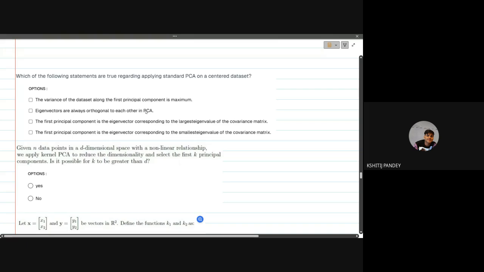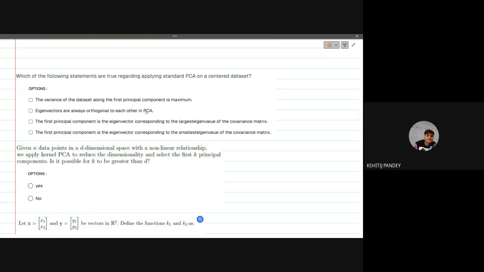Which of the following statements are true regarding applying standard PCA on centered data? The first option is the variance of the data set along the first principal component is maximum. That's true, the first option is correct. The eigenvectors are always orthogonal to each other in PCA. That's also correct. The first principal component is the eigenvector corresponding to the largest eigenvalue of the covariance matrix. That is also correct. In the last option, we are given the smallest eigenvalue, so that's not correct. This is also straightforward. Is it clear?